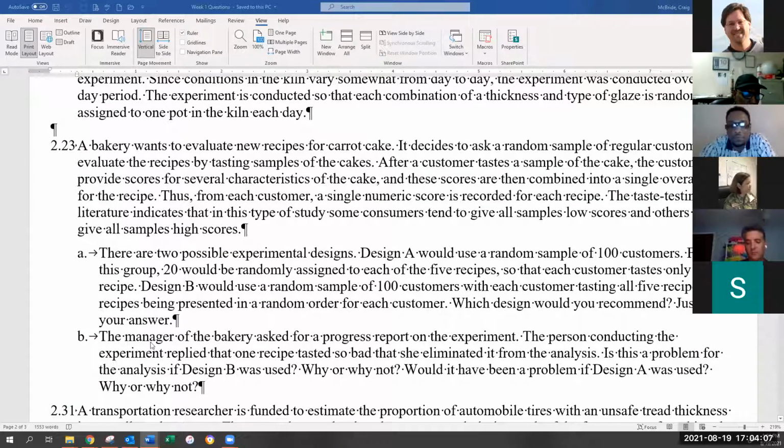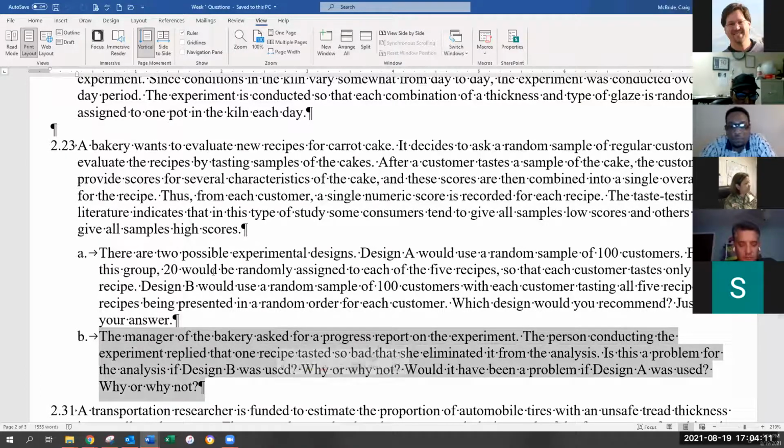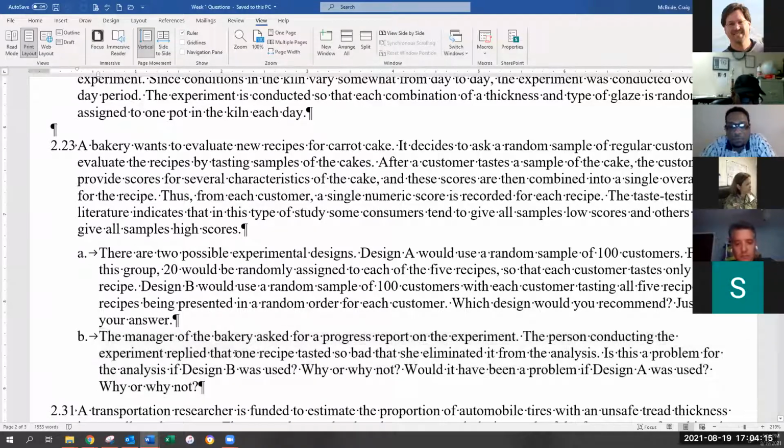And then for this second question, regardless of which design you chose in the first part, you want to answer this question based on both of the two different designs. So would it be a problem if you use design B, and would it be a problem if you just use design A, and why or why not? So basically I need an answer for both of those.